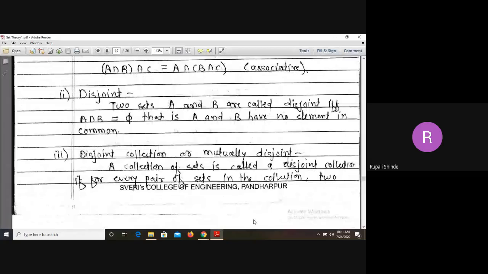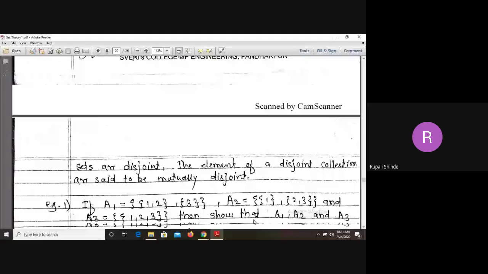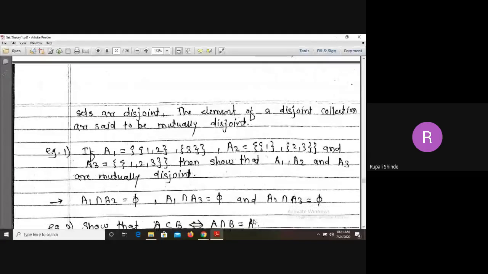Now here one example is given, and from that we have to show A1, A2, A3 are mutually disjoint. Okay, so first consider the pair of sets as A1, A2. Now check whether anything is common between these two sets.